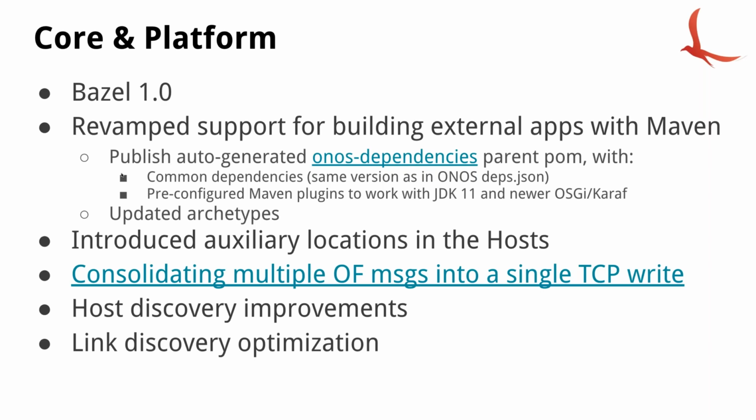Since I started working on upgrading some of the core applications to work with ONOS 2.2 and JDK11, I decided to reinstate that POM file. Now it is called ONOS dependencies, and it's auto-generated from the deps.json file that we have in ONOS, and it's also used by the Bazel build. This ONOS dependencies POM file is published using the regular ONOS release mechanism. It's auto-generated, meaning there is no risk of having version discrepancies, and it also comes with preconfigured Maven plugins that work well with JDK 11 and the newer OSGi and Karaf. As a consequence, I also updated the archetypes to use this new ONOS dependencies abstract file.